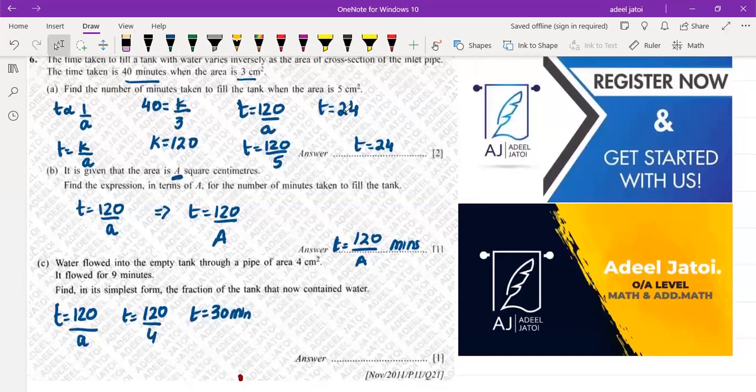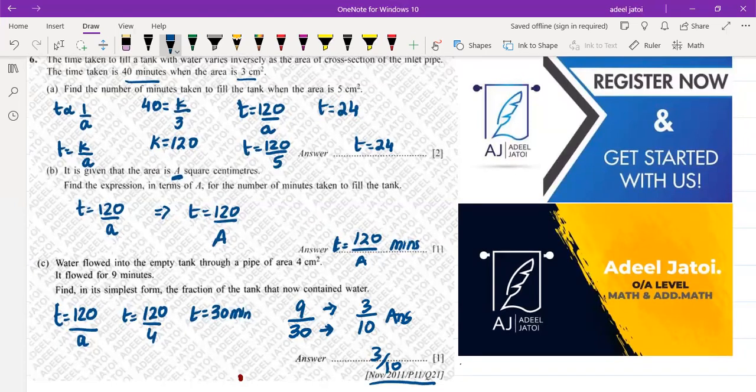But the water that has flowed in is for 9 minutes. So considering the ratio, we can say 9 upon 30: from the 30 minutes that the total tank takes to fill, the water had flowed in for only 9 minutes. So the fraction for this should be 3 upon 10 as your answer. So writing down in the blank, we write what? 3 upon 10. This was November 2011, paper 1-1, question number 21 from the topic variation.